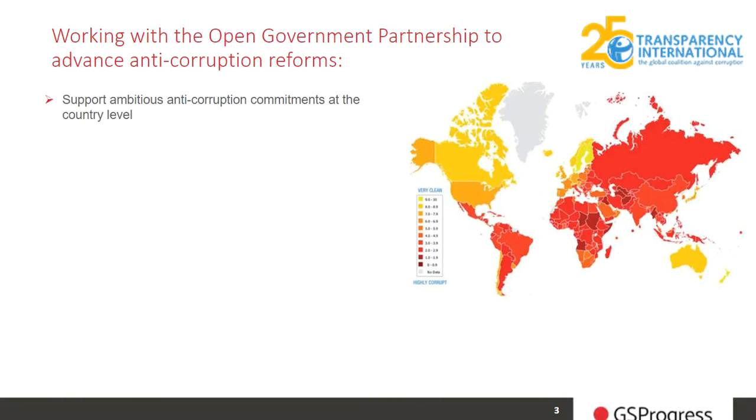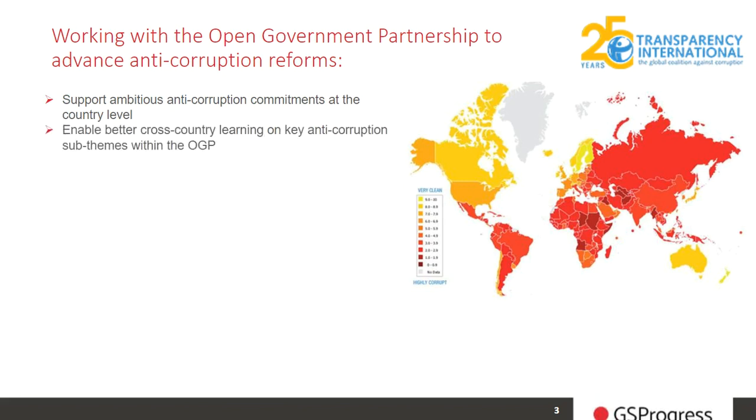The other one is to support ambitious anti-bribery commitments at the country level. In this case, you see the red areas are the biggest corruption areas where we have to work. So for the consultants, certification bodies, and auditors, we have plenty of work to do. It's one of the good things we can have here.